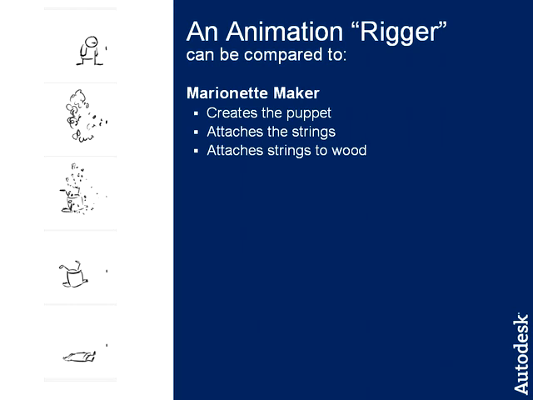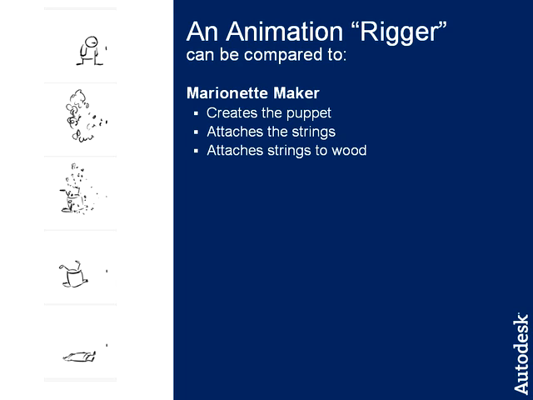So an animation rigger can be compared to, for example, a marionette maker. Now, if you don't know, a marionette is basically a puppet that's in the real world, not in our little 3D world, but in real life. And this puppet has little strings attached to the head and to the hands and to the feet, and those strings are attached to pieces of wood. What happens is the marionette maker will create this puppet, attach the strings to the wood and attach the strings to the hands and feet and head, and then hand that to a puppeteer.